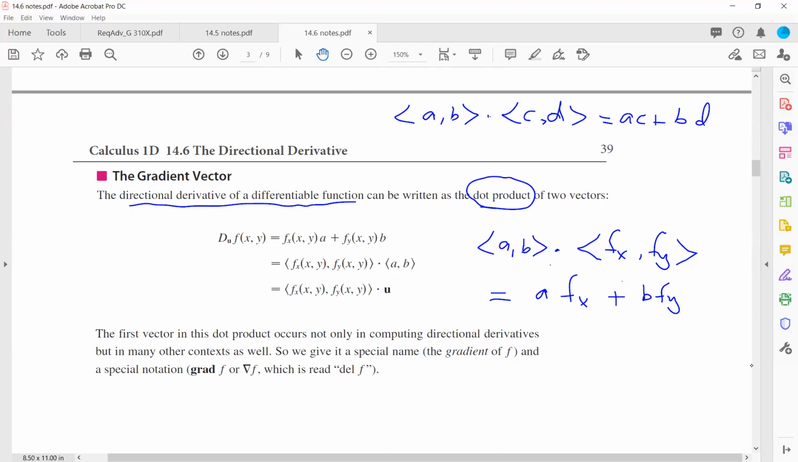Okay, so the dot product between these two can actually be simplified by writing the vector including partial derivatives times vector u. Vector u is defined as a and b. We have a name for this vector including partial derivatives. We denote it by the gradient of f, grad f, or you can just use the del symbol to define the gradient.